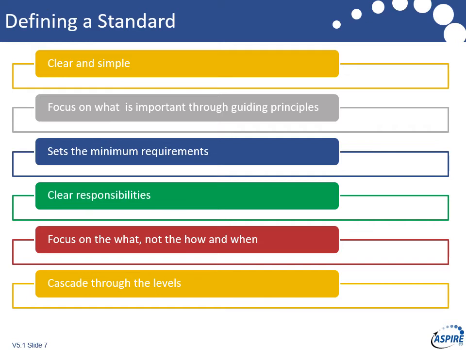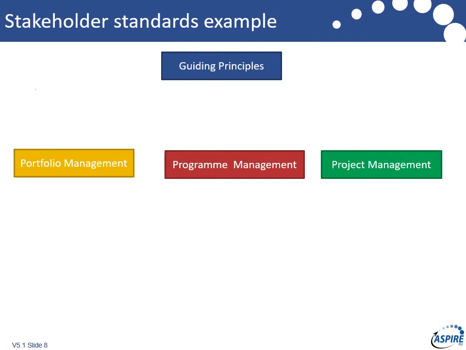But these are strangely the easiest things to write, but they're often missing. Part of the reason is that people are happier signing off a meandering set of guidance than they are signing off a clear set of rules that people have to comply with. So it's really the first stage of taking control of what's going on around you. In this one, we put some simple stakeholder standards together.